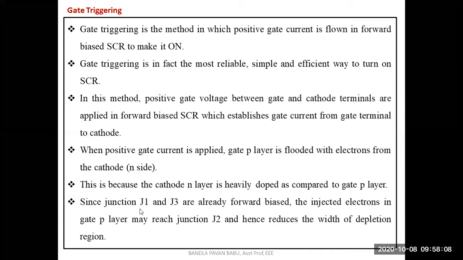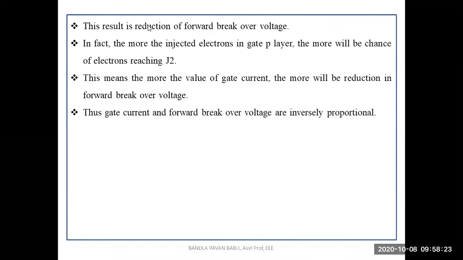Since junctions J1 and J3 are forward biased, the injected electrons in the gate P layer may reach junction J2 and hence reduce the width of the depletion region. This results in a reduction of the forward breakover voltage. In fact, the more electrons injected into the gate P layer, the more chance of electrons reaching J2. So the higher the gate current, the greater the reduction in forward breakover voltage; the gate current and the breakover voltage are inversely proportional.